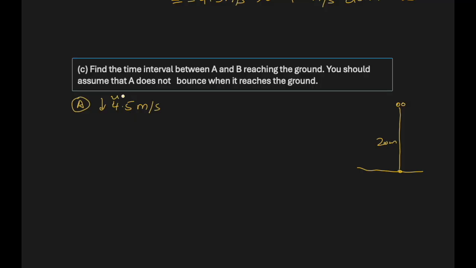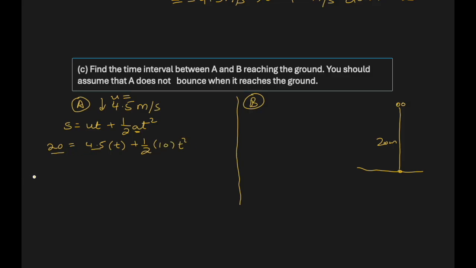So this is u for A. We'll do B here somewhere. So s equal to ut plus half at square. s is 20 meters in both cases, 20 equal to u is 4.5. So 20 meters is going down, 4.5 meters is downward, so both are taken positive. Time we don't know, plus half. Acceleration is also down, so acceleration will be taken as positive, and t square.